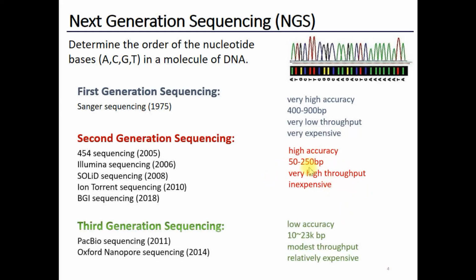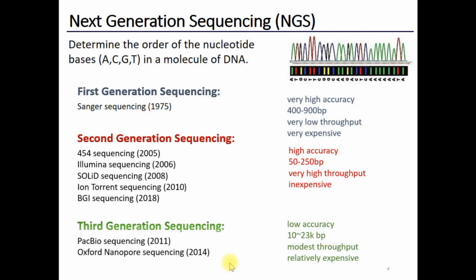This drawback, the short read length, is already overcome in some way by third generation sequencing technology, which includes PacBio and Oxford Nanopore. The feature of third generation sequencing is its very long read length. On average, it's between 10,000 base pairs to 23,000 base pairs. And for Oxford Nanopore sequencing, it can even reach a maximum of over 2 million base pairs.